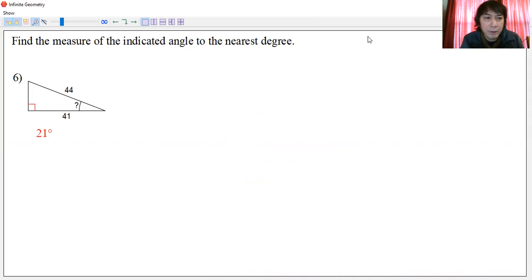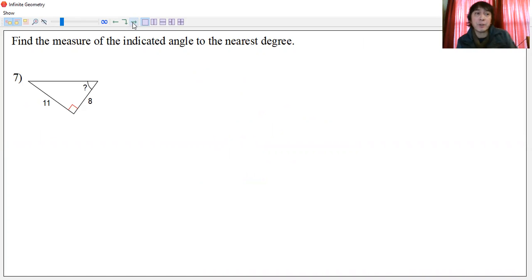Clear the screen. We're doing number 7. Here is number 7. Okay, let's examine the diagram. The same instruction, find the measure of the indicated angle to the nearest degree. Okay, what do we have here? The angle X is the one with a question mark.